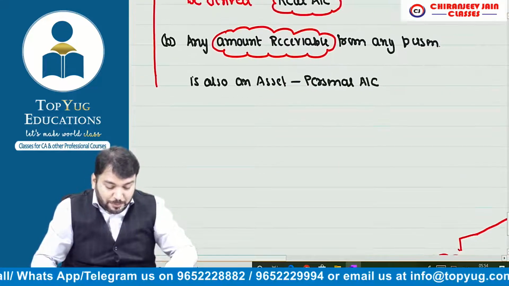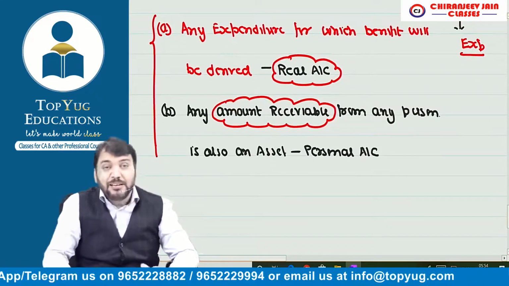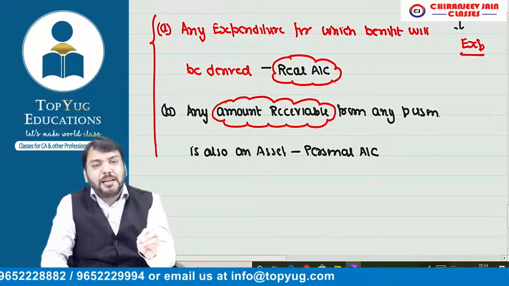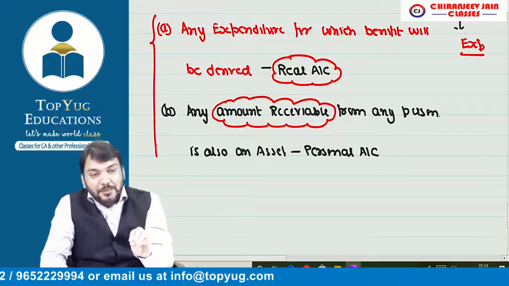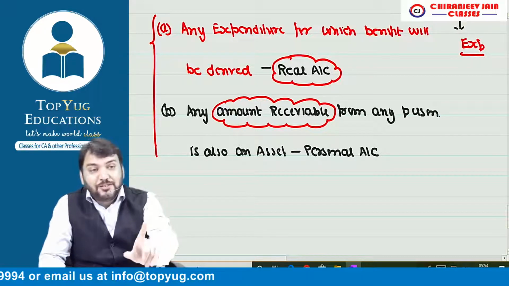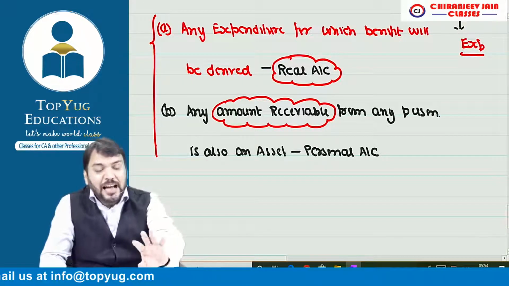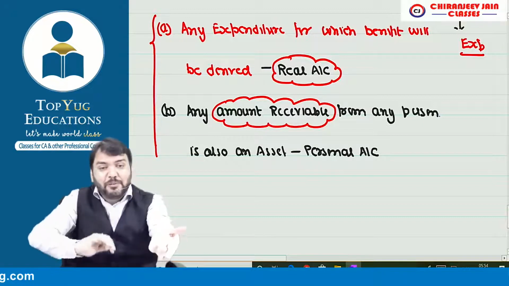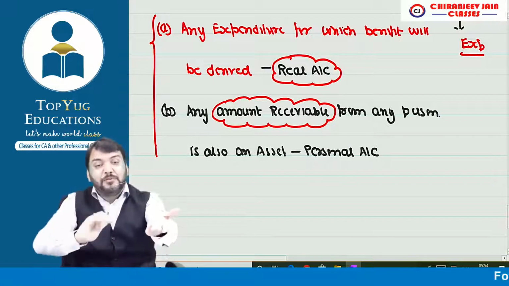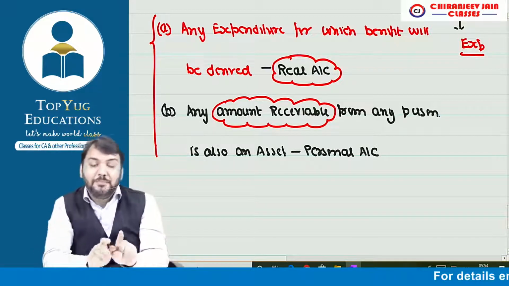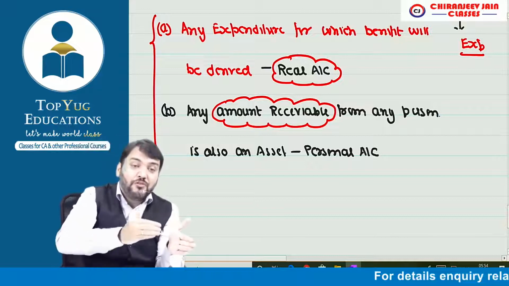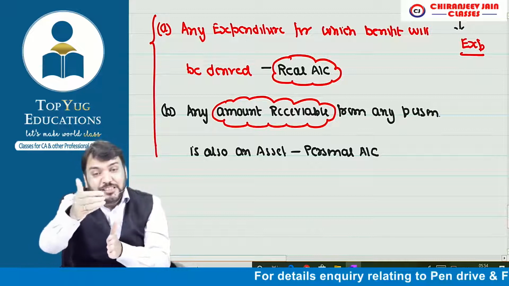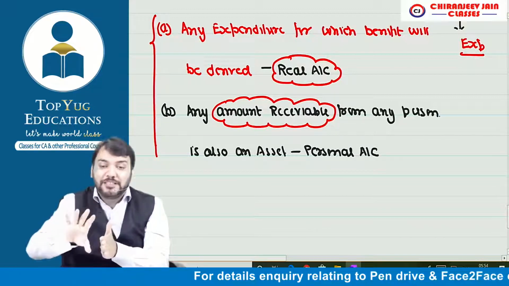B point. One second, a doubt came about B point. I say B point is any amount receivable from any person. Correct? For example, I have given a loan to my employee. That is not for purchase of any item. I gave him a loan. This amount is receivable in future, so that will also be an asset. Any expenditure for which benefit is receivable is also an asset. Any amount which is receivable in future from any person is also an asset.